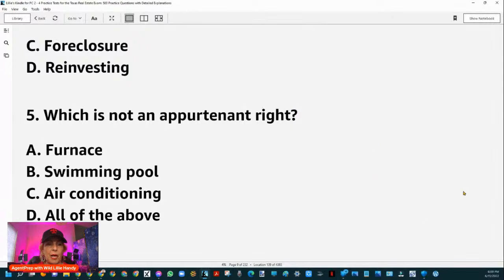Okay, there we go. Number 5. Which is not an appurtenant right? A, furnace. B, swimming pool. C, air conditioning. Or D, all of the above.